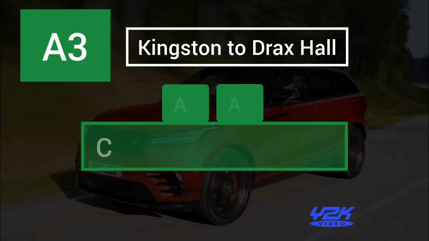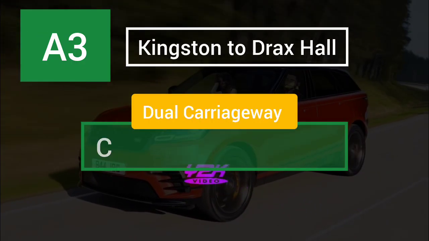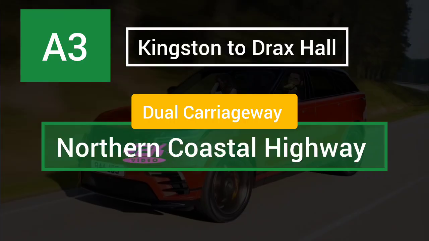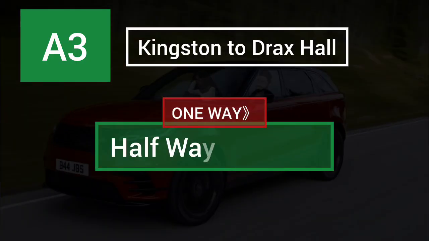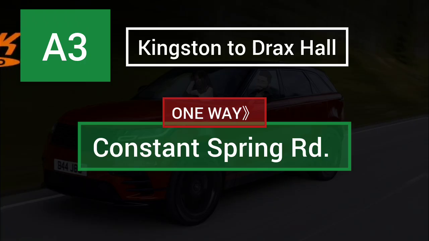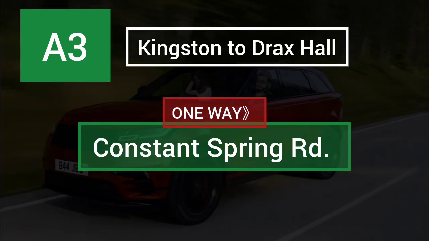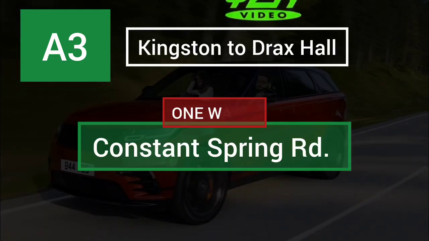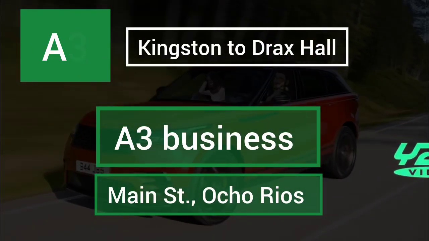Along Constant Spring Road, it serves partly as a dual carriageway, along with a very small part in Ocho Rios. It serves as a one-way heading north on parts of Orange Street, Slipe Road, Halfway Tree Road, Eastwood Park Road, and parts of Constant Spring Road. Yes, that little part between the Halfway Tree clock up to Eastwood Park Road entrance right there. This road also has a spur route, the A3 business route, known as Main Street in Ocho Rios.